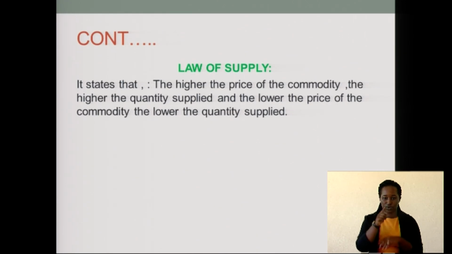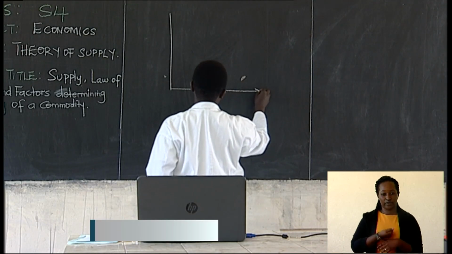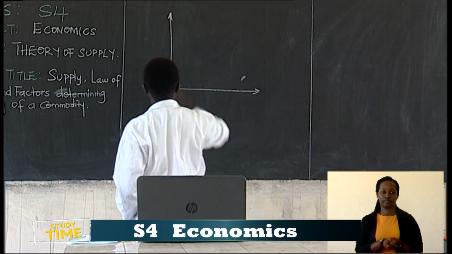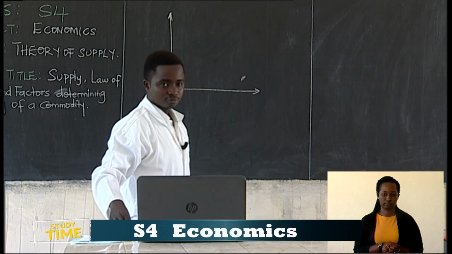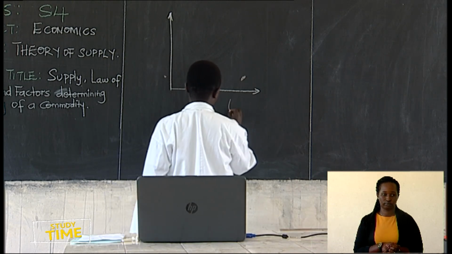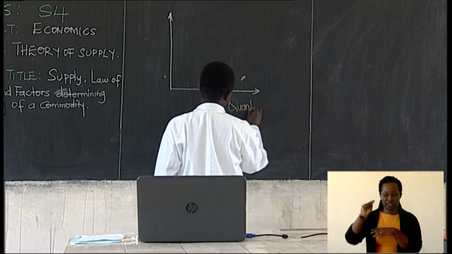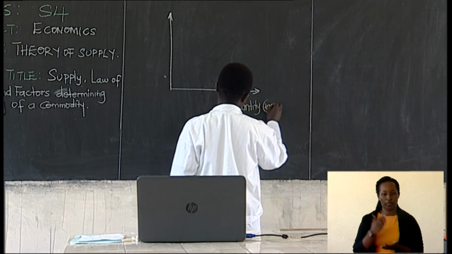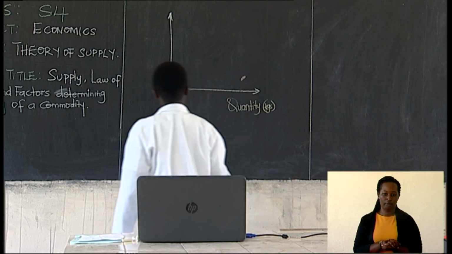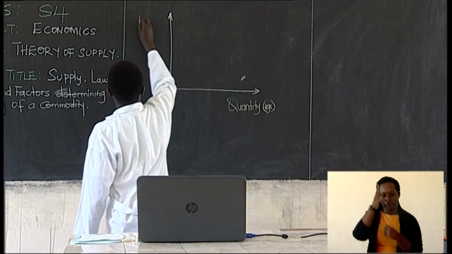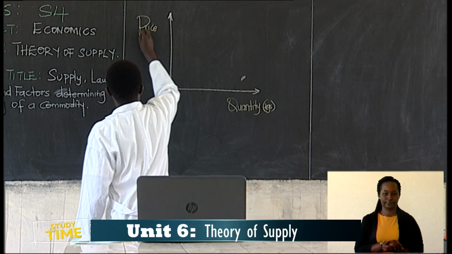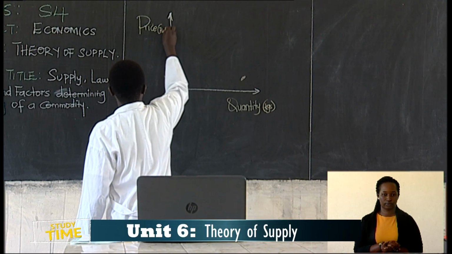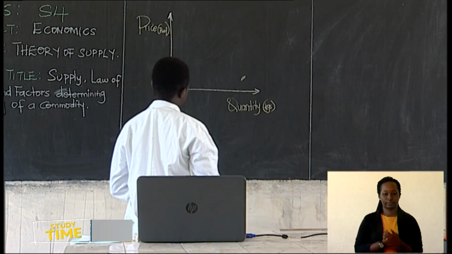You can illustrate this on the supply curve. The supply curve has a positive slope. If on the x-axis we have quantity supplied, maybe in kilograms, then on the y-axis we have our price, maybe in Rwandan francs or in US dollars.